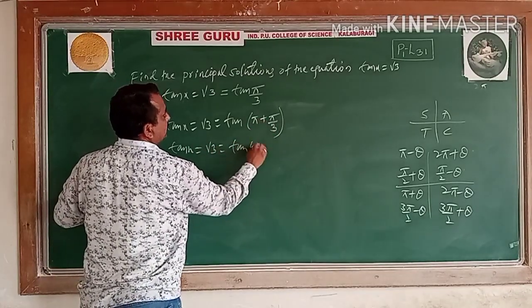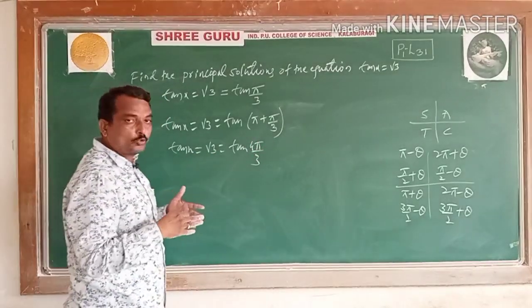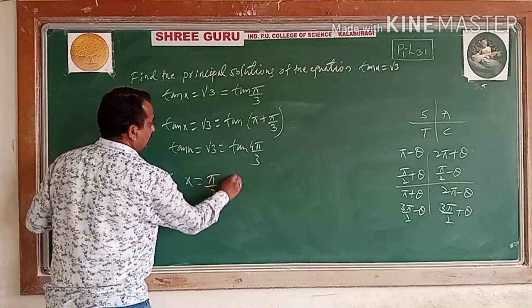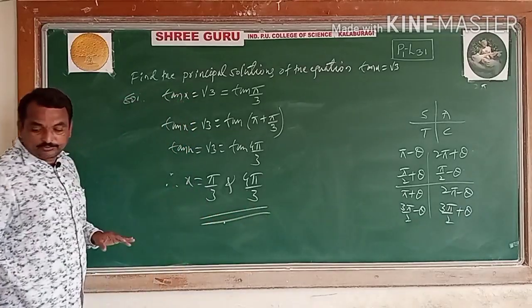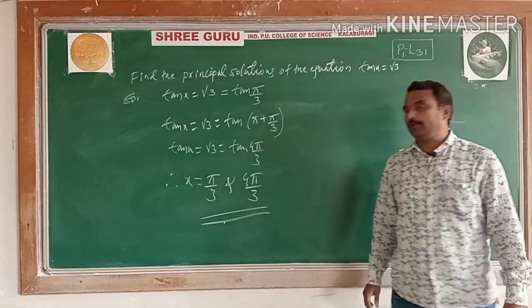How much is it? 4 pi by 3. It is in the interval 0 to 2 pi also. So therefore, x equal to pi by 3 and 4 pi by 3. These two values are the principal solutions of the given equation.